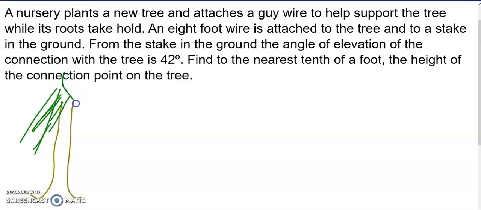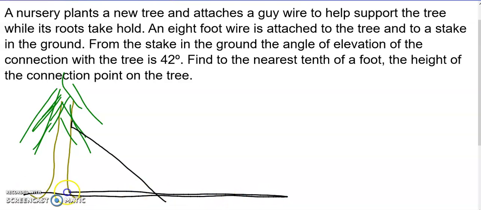So here's my tree. I know I'm not going to win any awards for my art. And then an 8-foot wire is attached to this tree and a stake in the ground. So I am going to connect a wire to the tree, and I'm going to connect it to the ground, and here's my ground right here.